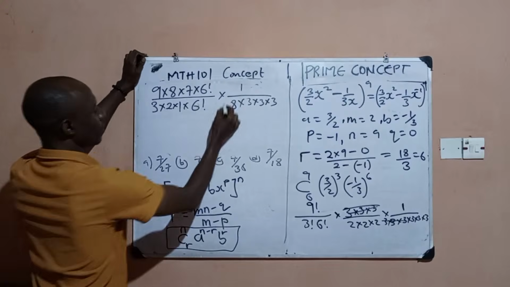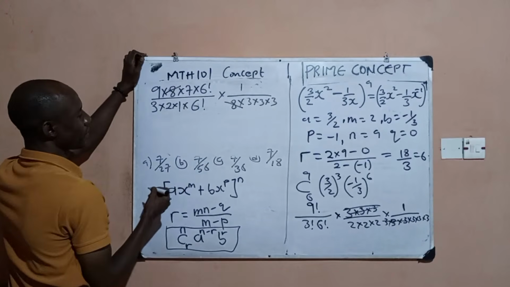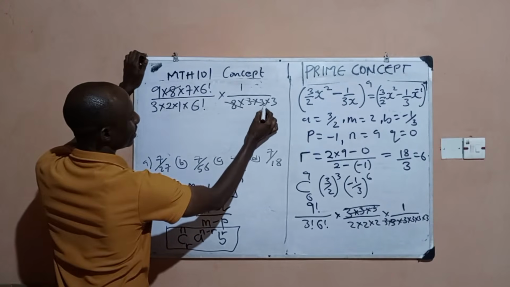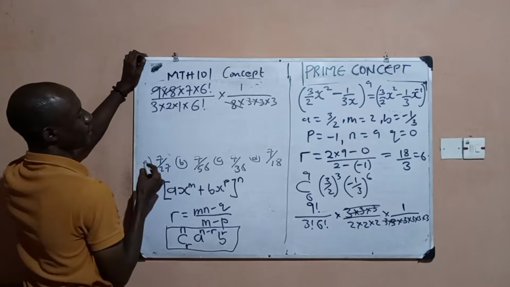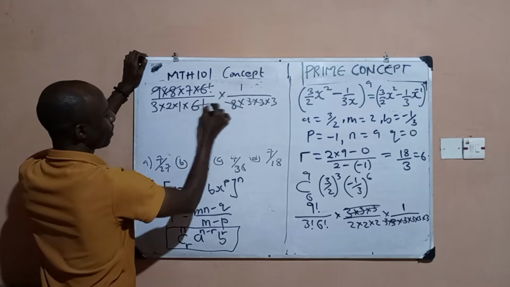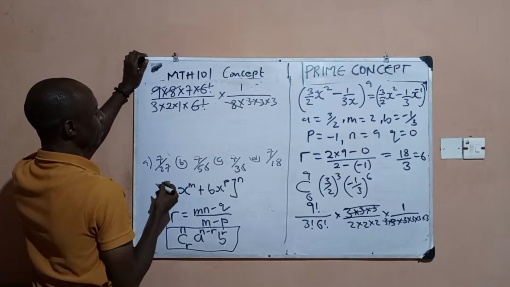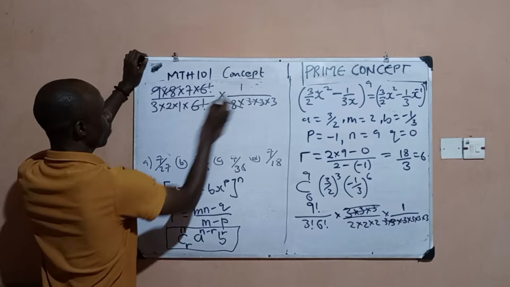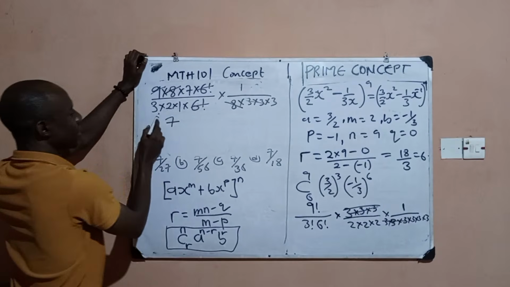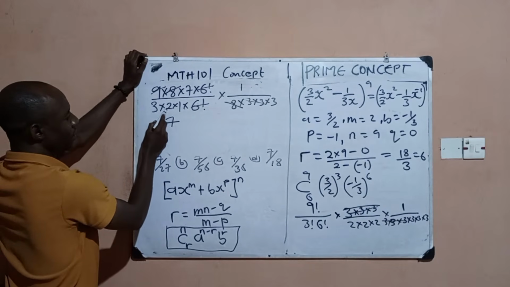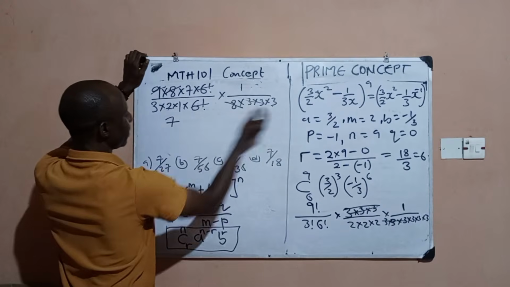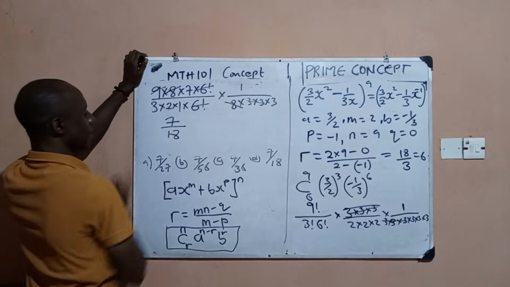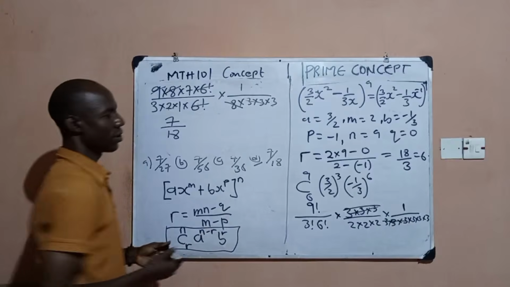So let's see what will cancel. 8 will cancel 8. 3 times 3 is 9, will cancel 9. Right? 6 factorial will cancel 6 factorial. What else can cancel? Nothing. So you are left with 7 here. 7 times 1 is 7. At the denominator, 3 times 2 is 6. 6 times 3 is 18. So this is our answer, 7 over 18, and option B is correct.